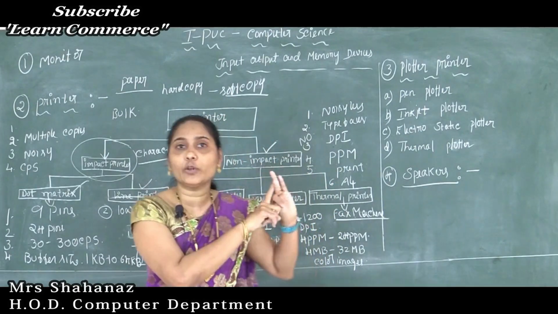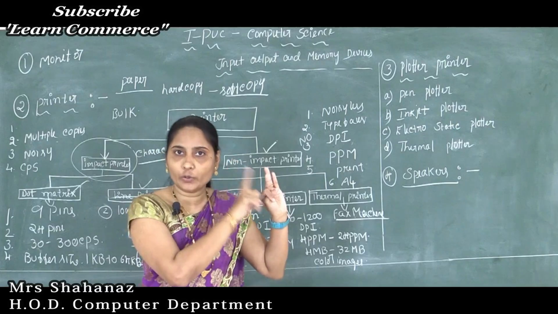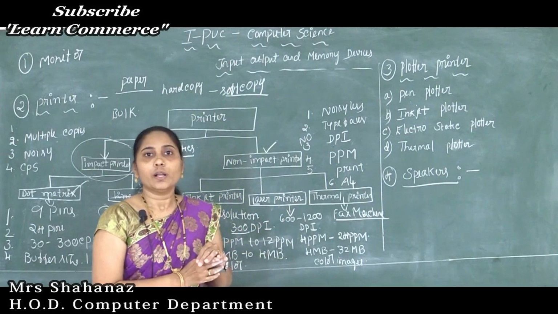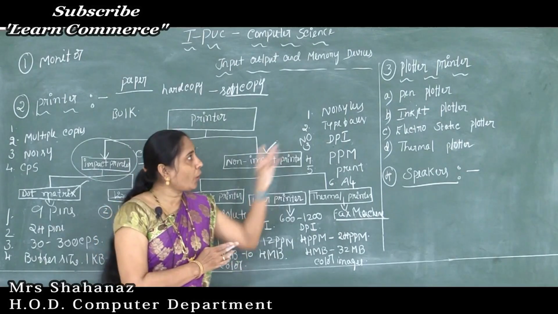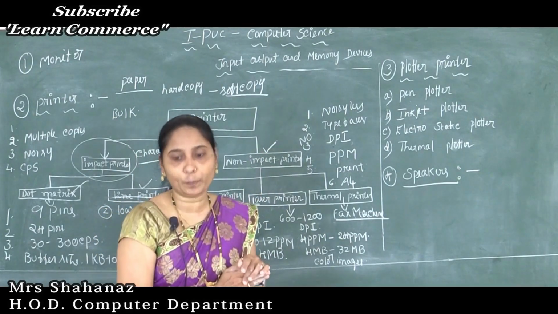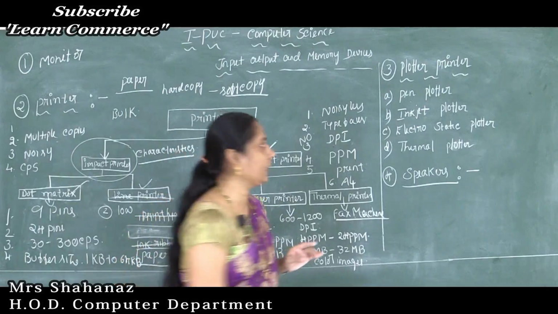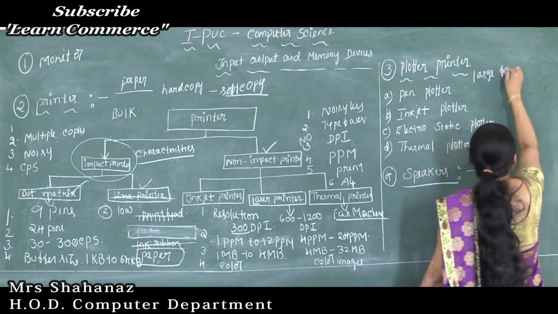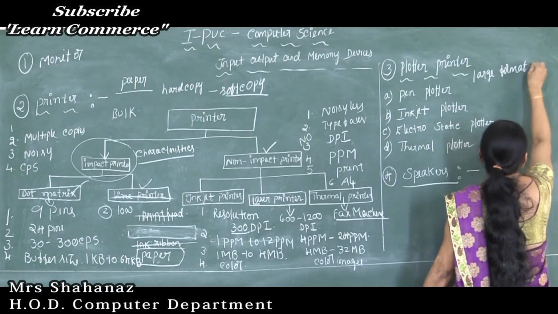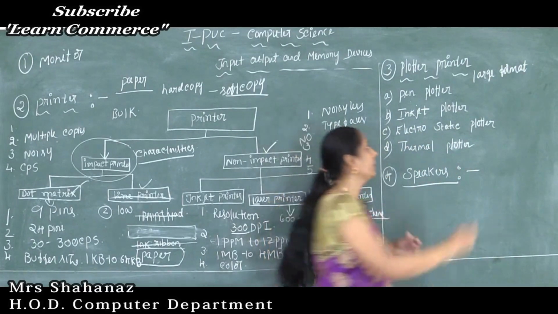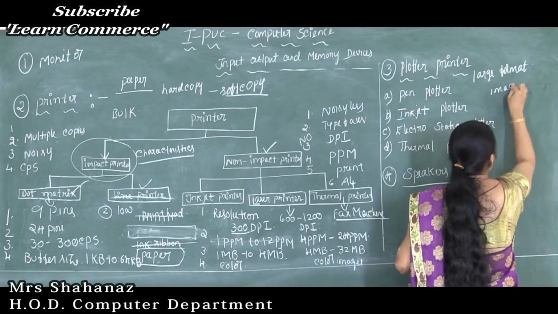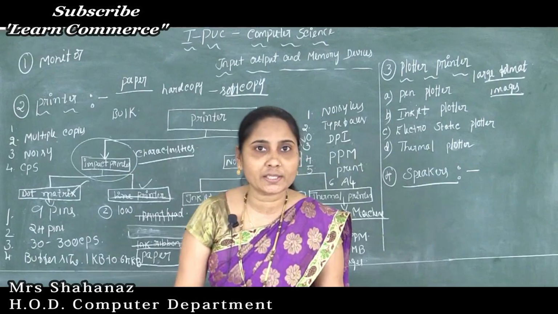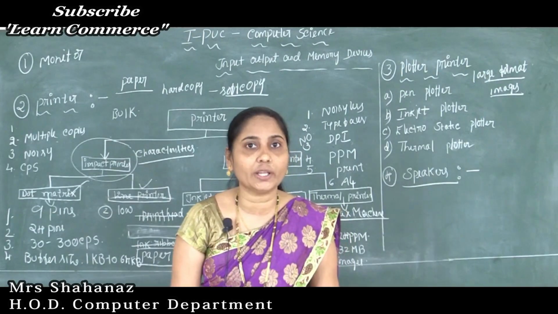And what's the use? Why are we using it? We use it to produce images on paper. The plotter printer is mainly used to print large format images. The large format images are engineering drawings or house construction images.